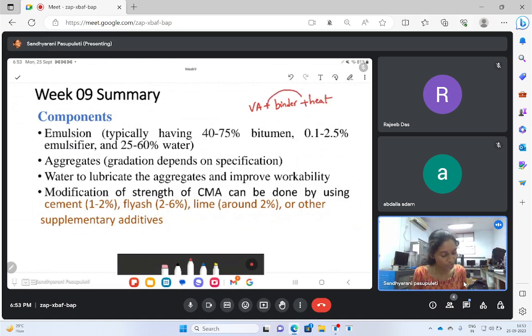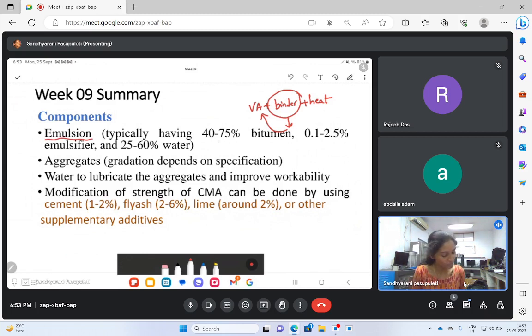We are trying to reduce the viscosity of the binder so that it will go and coat all the virgin aggregates. So without heating, if I am able to reduce the viscosity of the binder, then we can eliminate the heat and we can also serve the purpose of coating the aggregates. That is the purpose of emulsion, which we have already discussed.